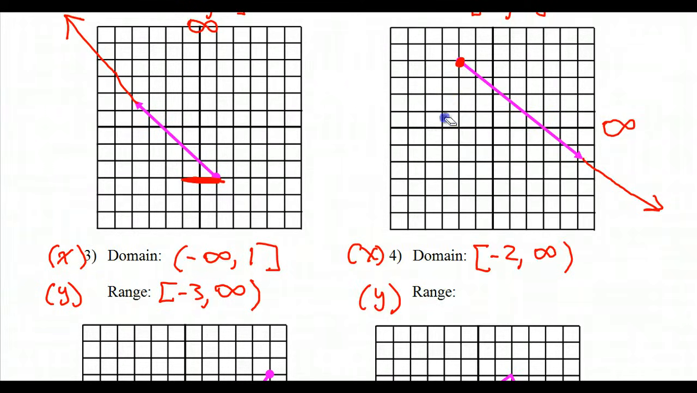Now the y values. For the range, we are asking about the y value. So we're asking ourselves, how low does it go and how high does it go? Well, it goes this high. This is the highest y value included in this graph because of this point right here. So I know that this graph goes up to 4, a y value of 4. So I will include that with the square bracket.